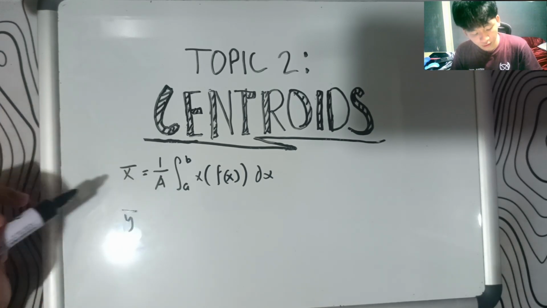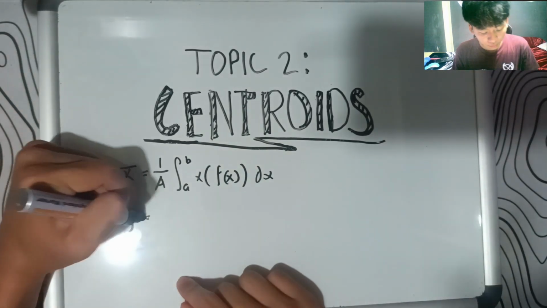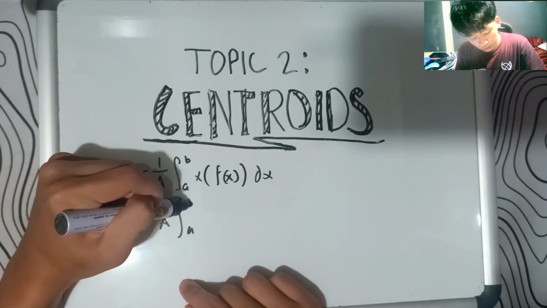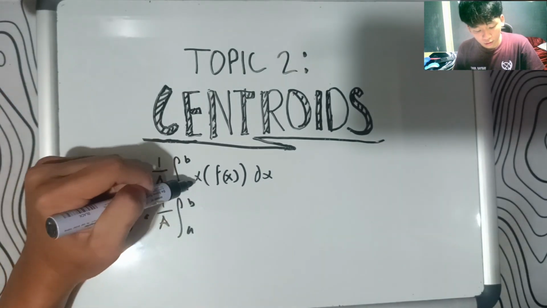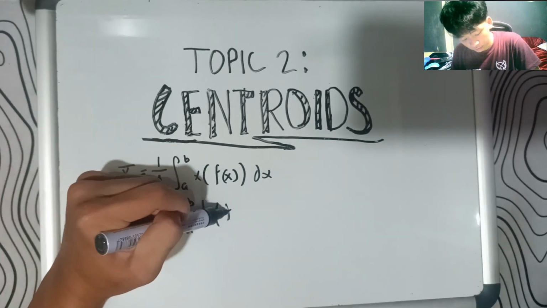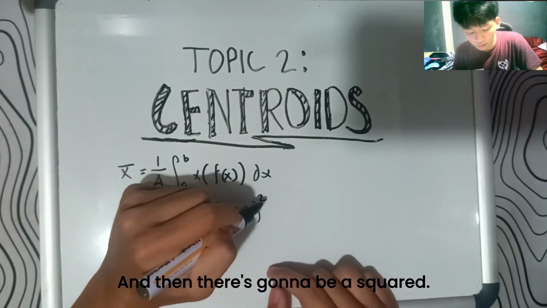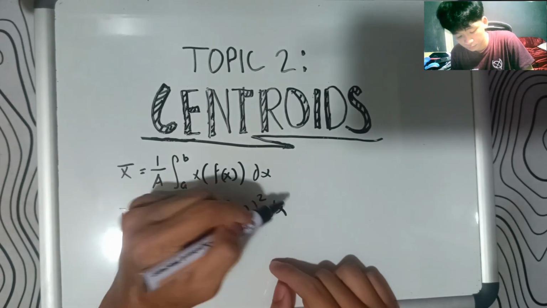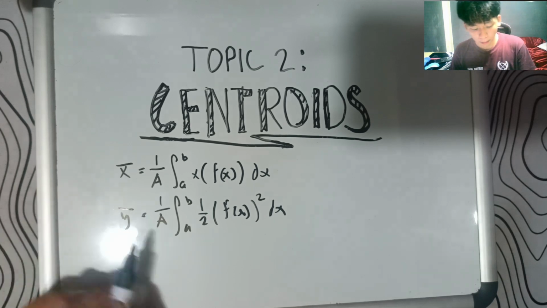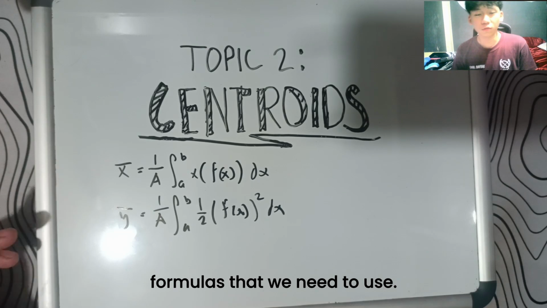Next is the y. To find this, it's just 1 over A times the integral from a to b. Instead of x, we use 1/2 and our function, and then there's going to be a square. So don't forget the square. So these are both of the formulas that we need to use.